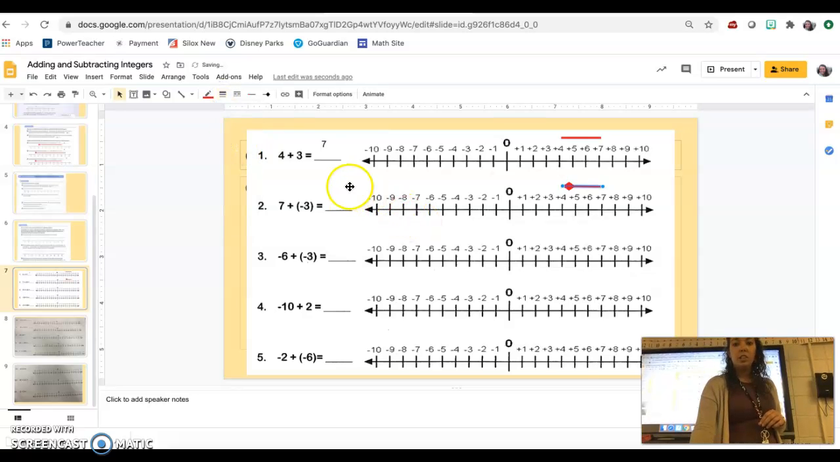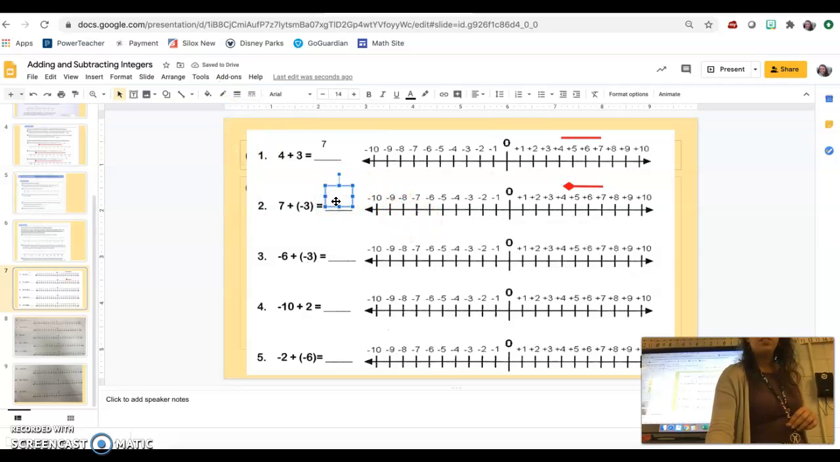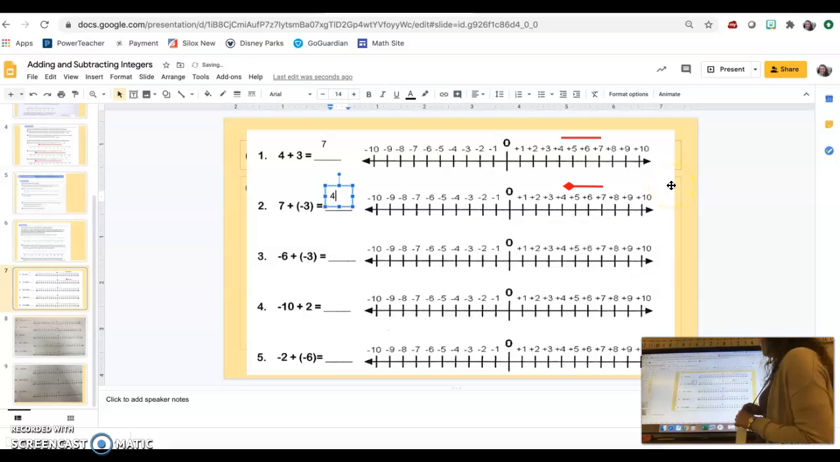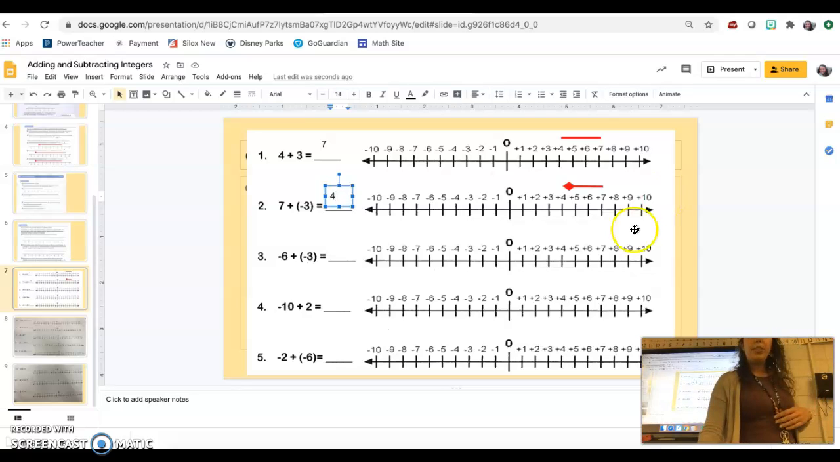I just went down the number line 3 to end up at 4, okay? That does not mean you go all the way to negative 3, okay? I've had people try that today. Don't do that. This tells you what direction to go, and that tells you how many times to go in that direction, okay?